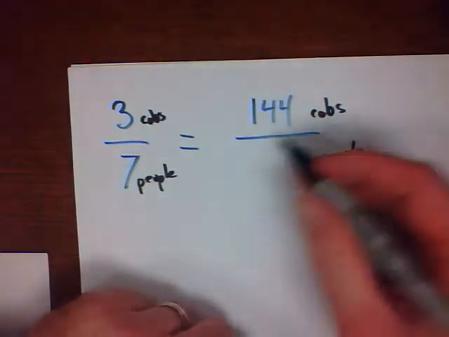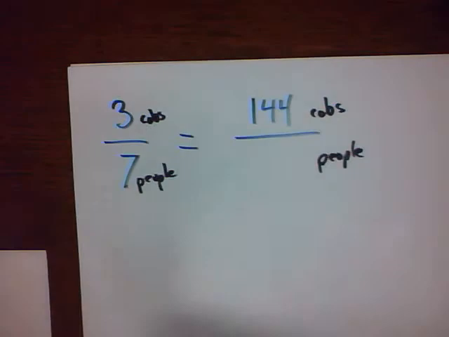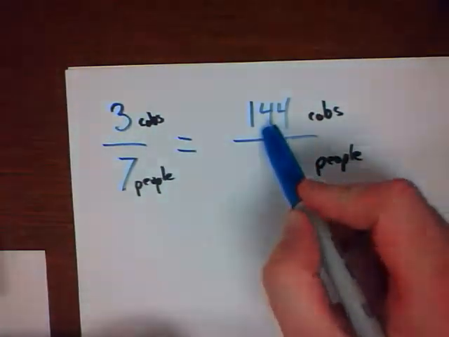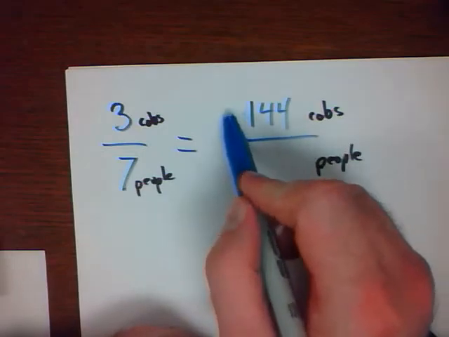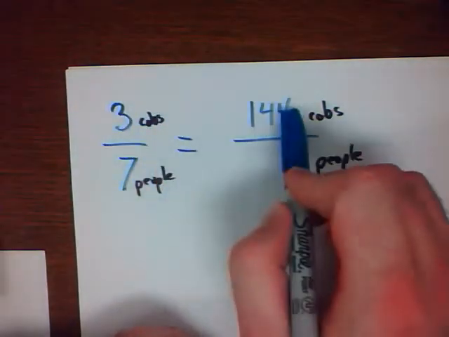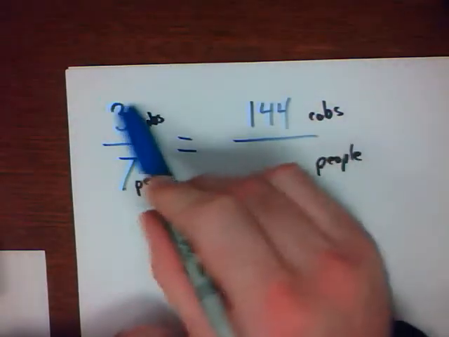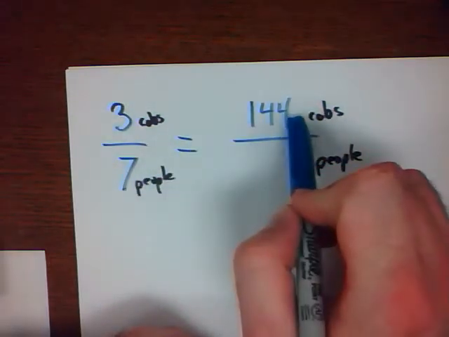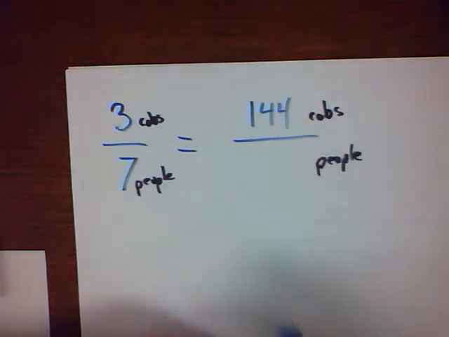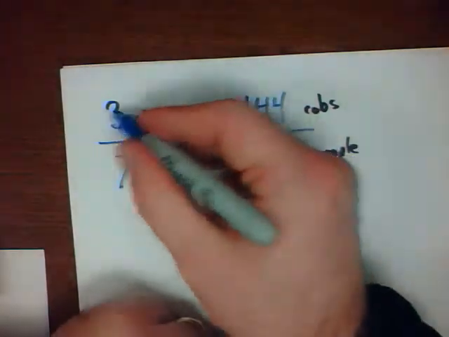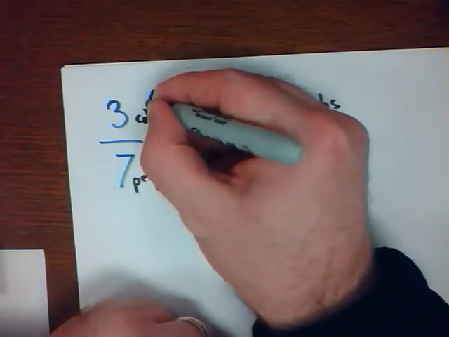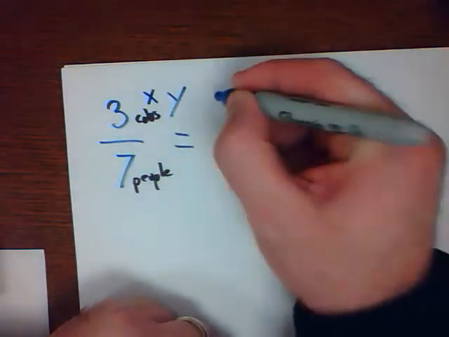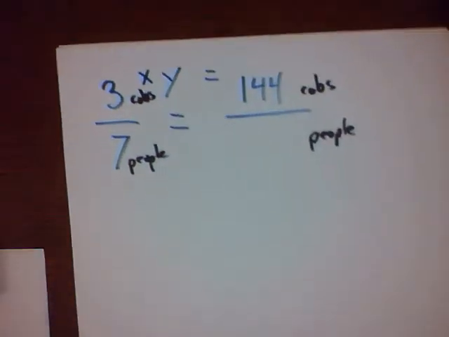Okay, so how many people were actually there? Some of you might be able to figure this out in your head. How in the world does 144 become 3, or how does 3 become 144? Like, how do I do that? Some of you can solve that in your head, but you could also do this. 3 times something equals 144. 3 times y, let's call it, equals 144.